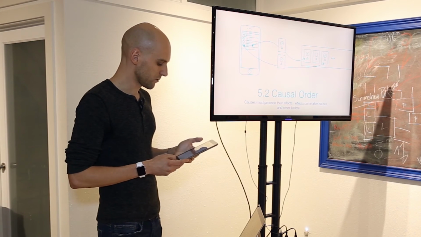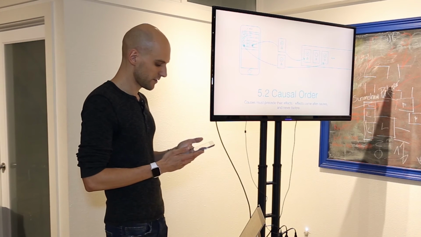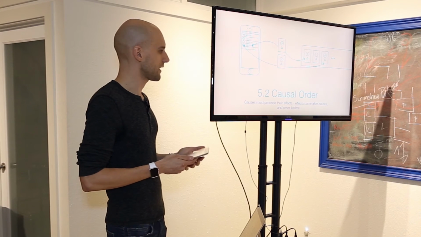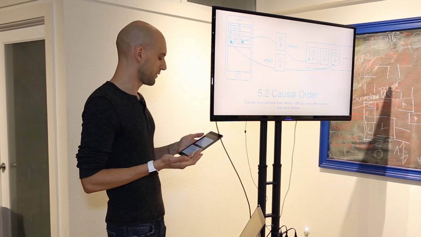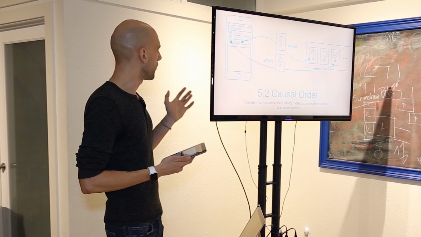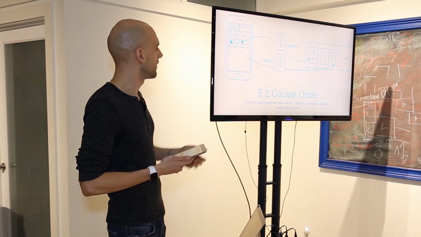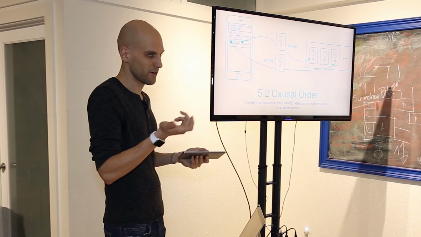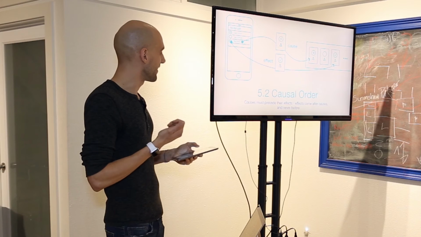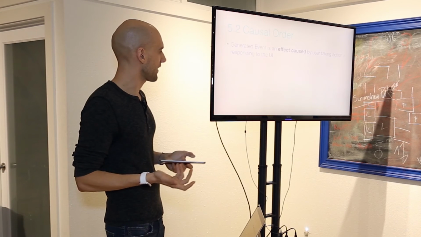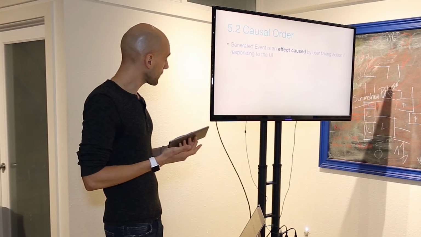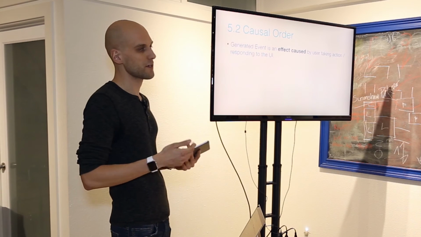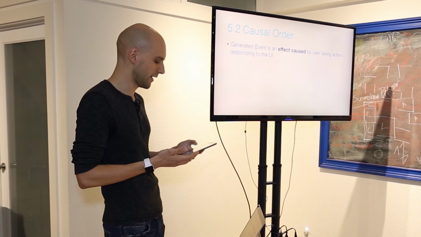So we turn to causal order. In causal order, there's just one rule. Effects come after causes and never before. In our case, that would be, let's say that one user saw that there's a buy milk task, and it made him respond to that because he already bought the milk and mark it as read, and that's an effect. So a generated event is an effect caused by the user taking action or responding to the UI.